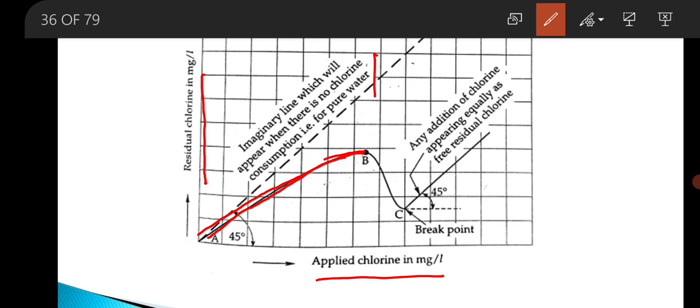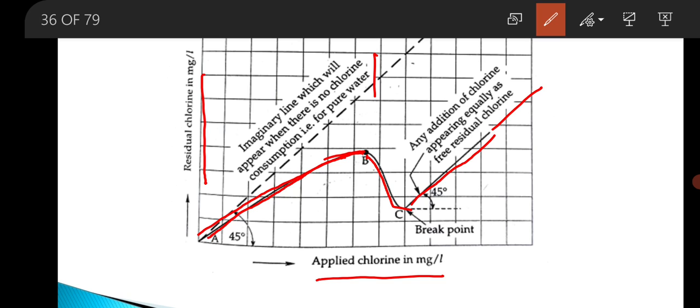Then if the addition of chlorine is continued beyond the point B, the organic matter present in water starts getting oxidized, and therefore the residual chlorine content suddenly falls down as shown by the curve BC. The point C is the point beyond which any further addition of chlorine will appear equally as free residual chlorine. That means it becomes a straight line, no consumption of chlorine. So this point C is known as the breakpoint.